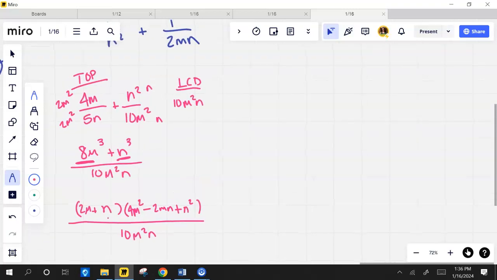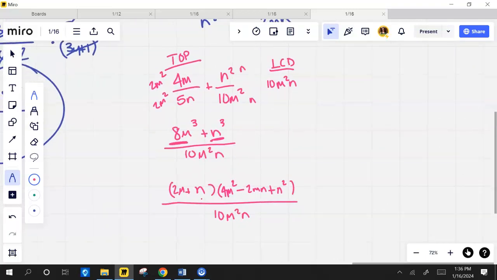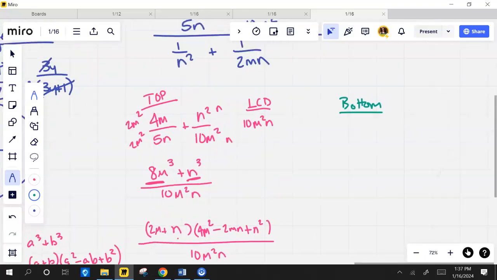What is going on? We're factoring. That's it for the top. I don't know how to do it. Okay, so this is a cubed plus b cubed is a plus b, a squared minus ab plus b squared. That comes up pretty often. I need to write that down. Yeah, definitely write that. This is the only one that's big. Yeah, we will. Bottom. I'm running short on time. I got 2 minutes.